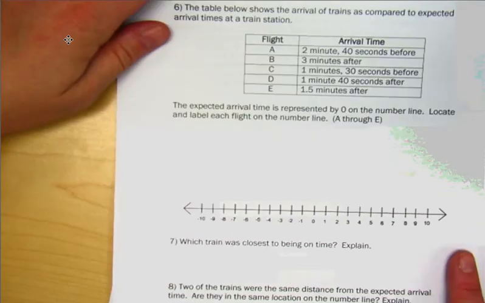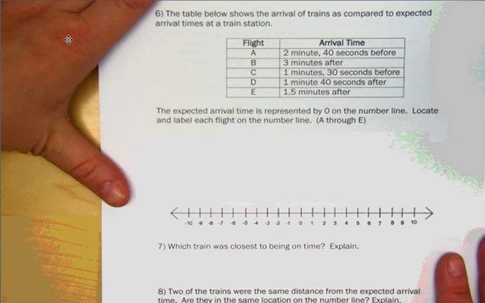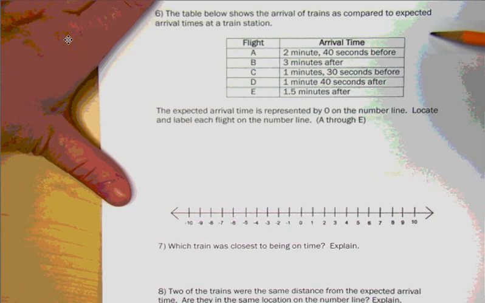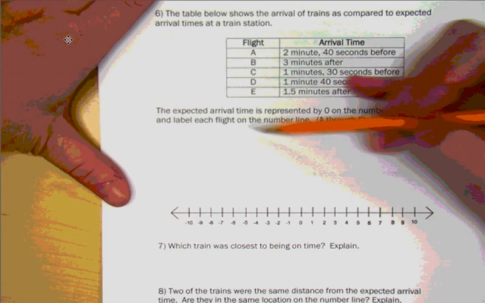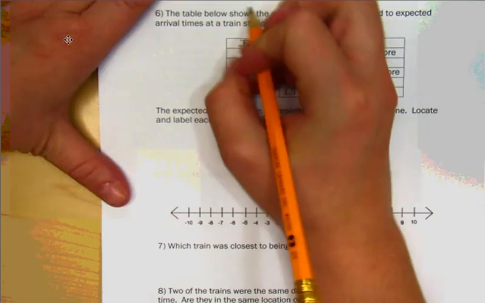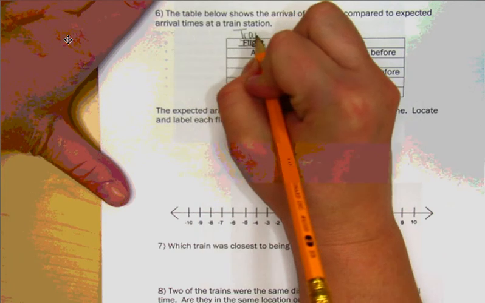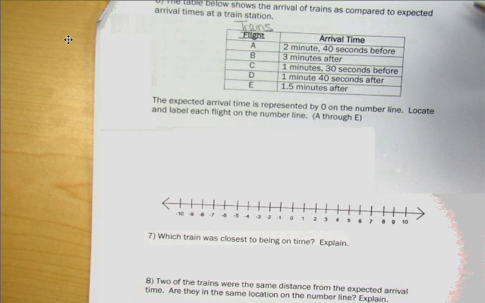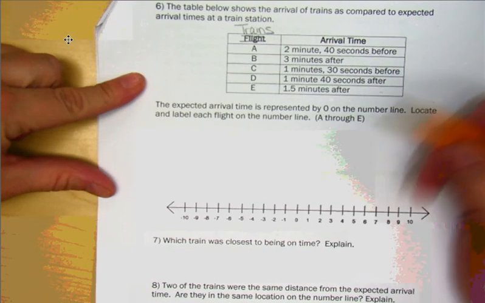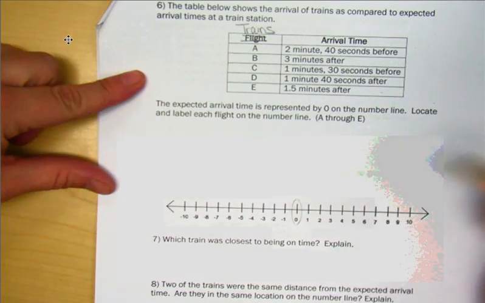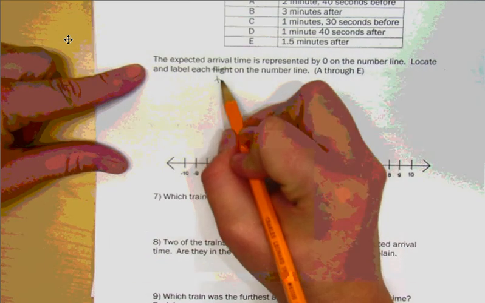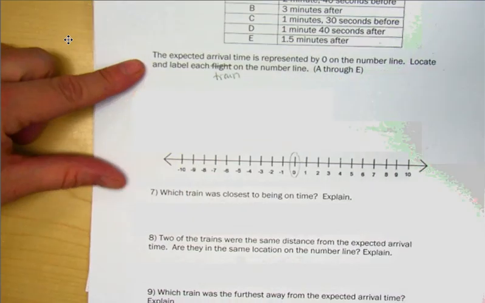Question 6. The table below shows the arrival of trains as compared to expected arrival times at the train station. So we have a whole train, this actually should say trains, I apologize. Trains and then their arrival times. So the expected arrival time is represented by 0 on the number line. Locate and label each train on the number line A through E.